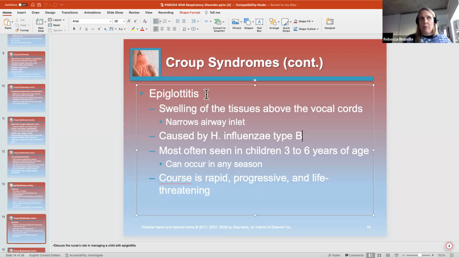So if you have someone come in with tripod posturing, drooling, unable to speak, really having a difficult time breathing, you need to think it could be epiglottitis, and you need to prepare for intubation. If you're a nurse in the emergency department, you need to make sure that if you see these symptoms, you have your emergency airway cart available, and that you're thinking ahead about intubation.